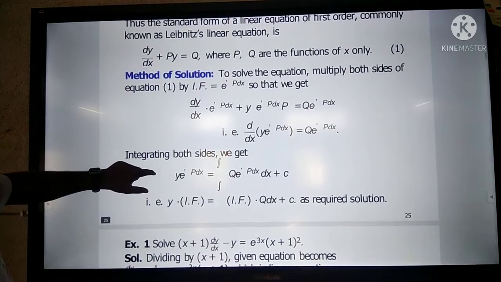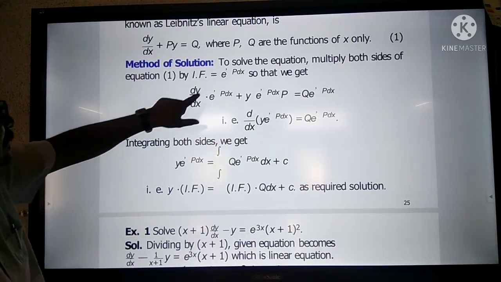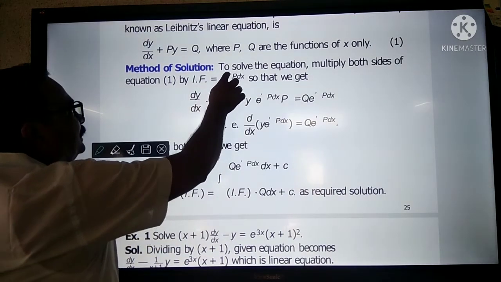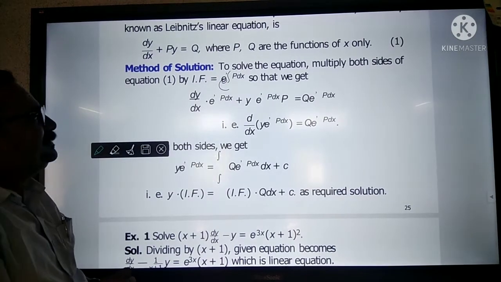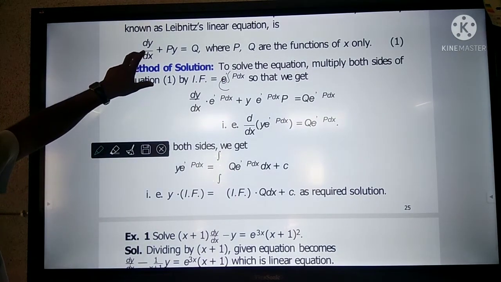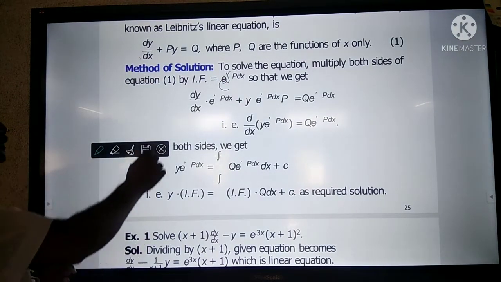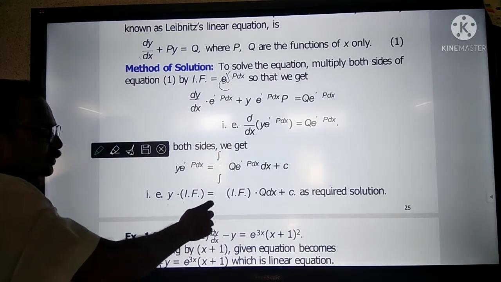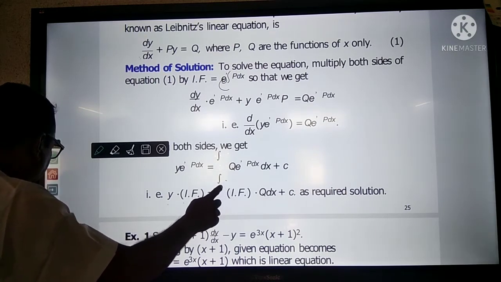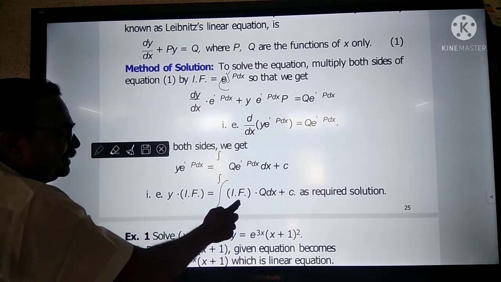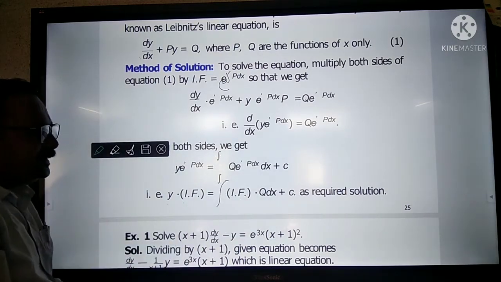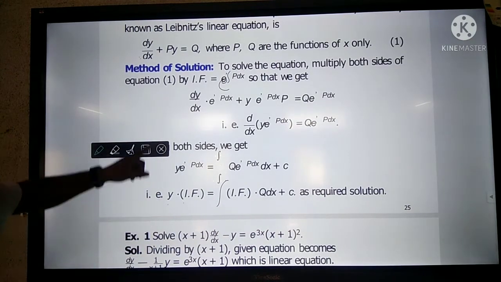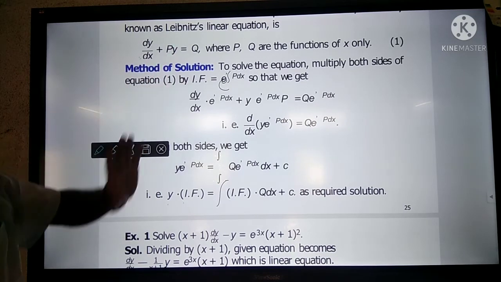One thing is, the integrating factor is e raised to integration of p dx. E raised to integration of p dx is the integrating factor of this linear differential equation. So its solution is y into integrating factor is equal to integration of integrating factor into q dx plus c. So this is the solution of dy by dx plus py is q.